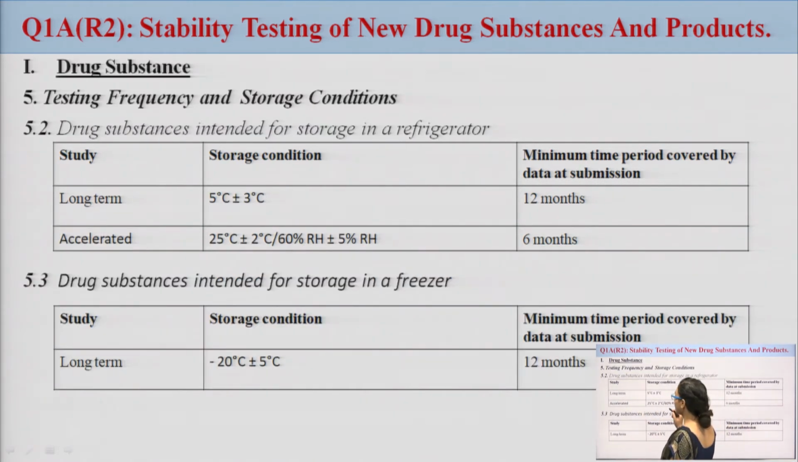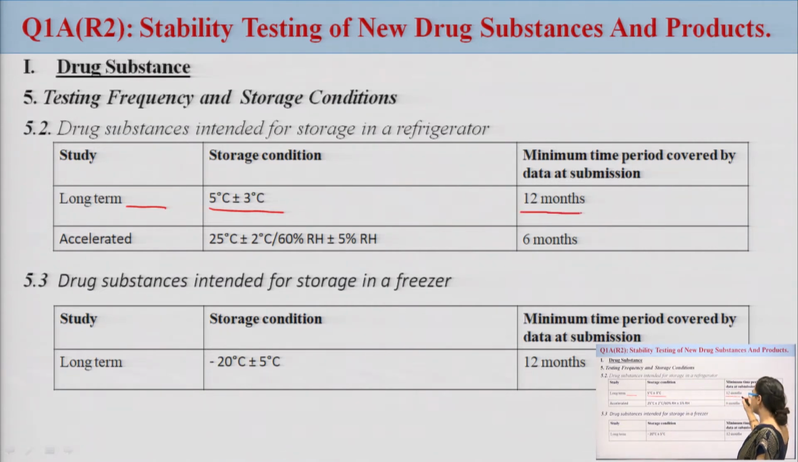So what are the storage conditions for the drug substance intended for storage in refrigerator? So for long term study we will select the storage condition 5 degrees Celsius temperature, here plus minus 3 degrees variation is allowed. This study is generally conducted for 12 months.